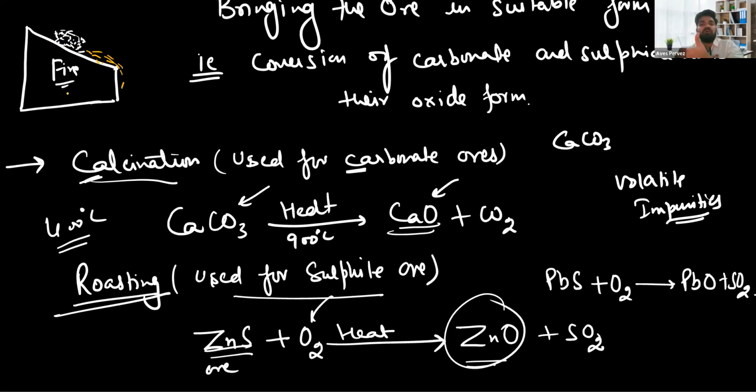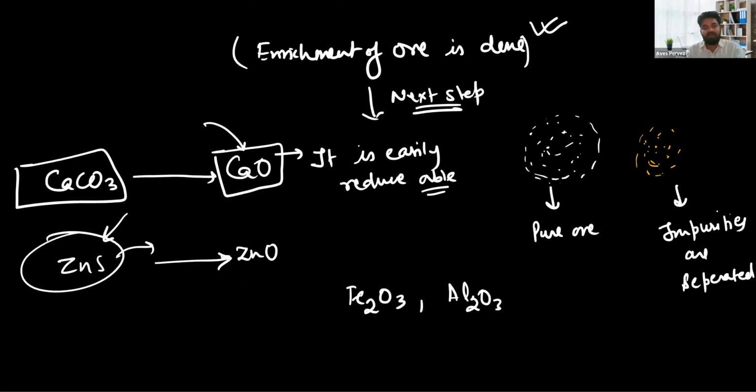So what are we doing in calcination and roasting? In calcination we convert the carbonate ores into their oxide form, and in roasting we convert the sulfide ore into their oxide form. And why? Because it is easier to extract metal from the oxide form than from the respective carbonate and sulfide form. Did you understand?